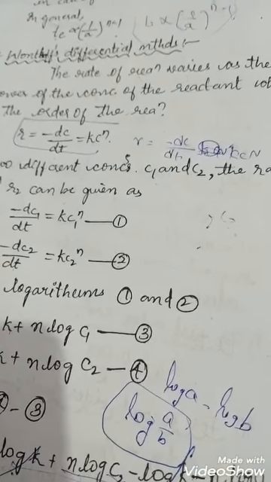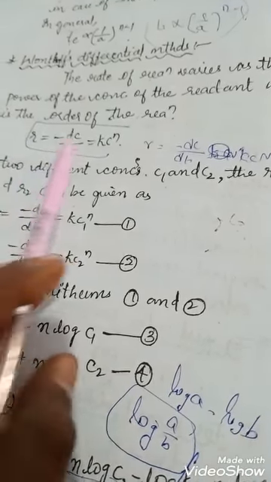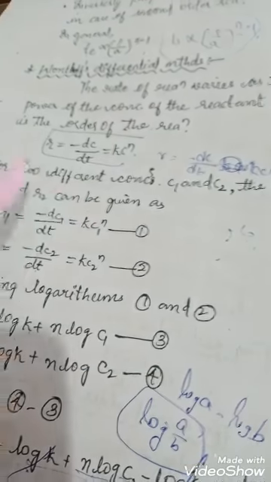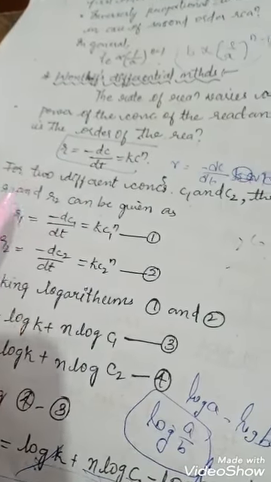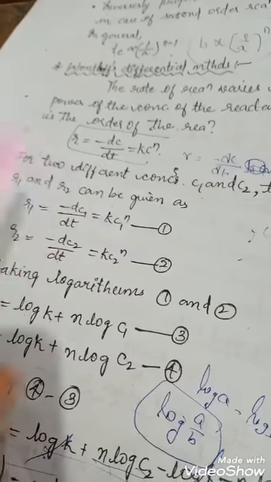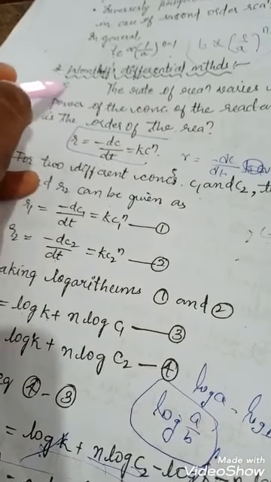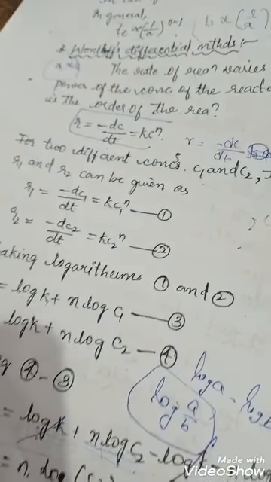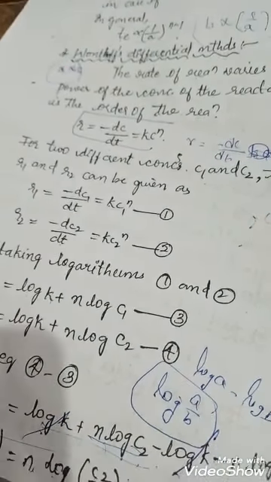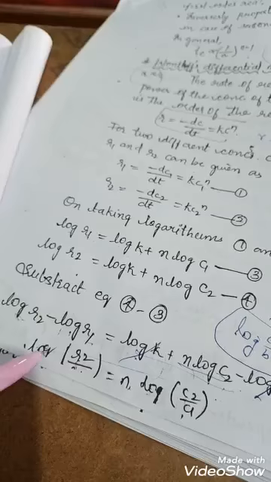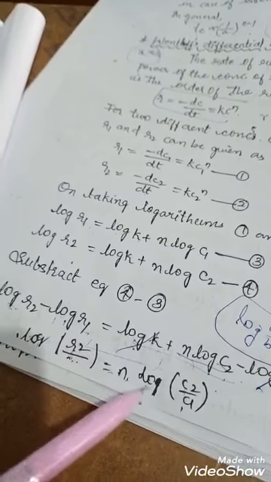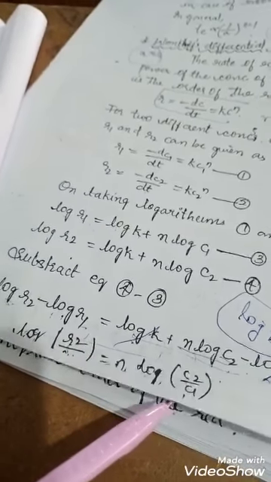Students, did you understand? The rate r equals minus dC by dt equals k C power n. In this we can apply only log values. This is most important, and it is asked very often in the exam. So the log equation is log R2 by R1 equal to n log C2 by C1. Okay students, this is the equation of the log.